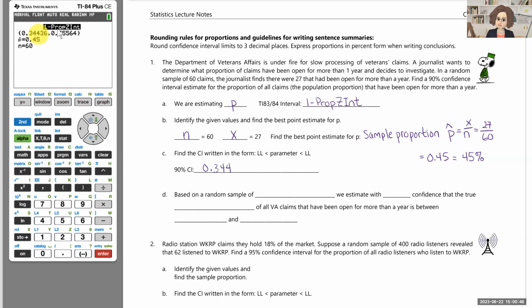And then we're going to always write it in this form. So there's our lower limit and then less than, and then the parameter that we're estimating is the population proportion p. So we believe with 90% confidence that the population proportion is between 0.344 and 0.556.